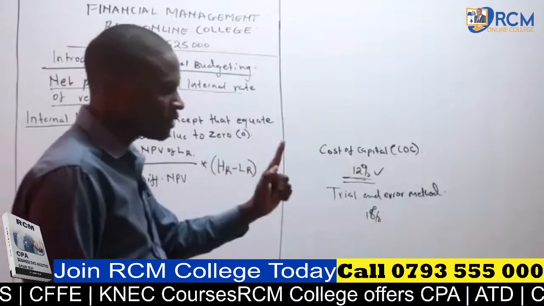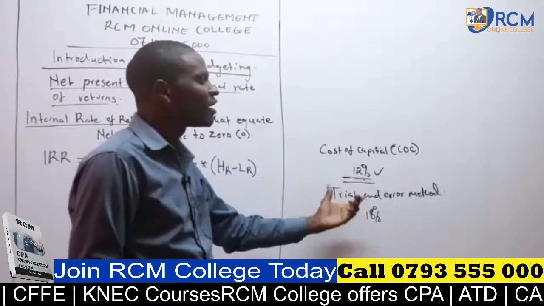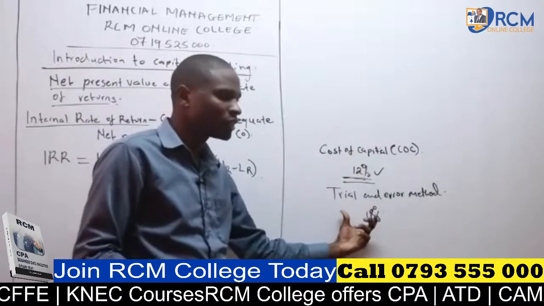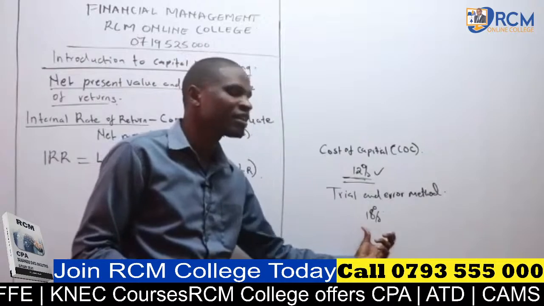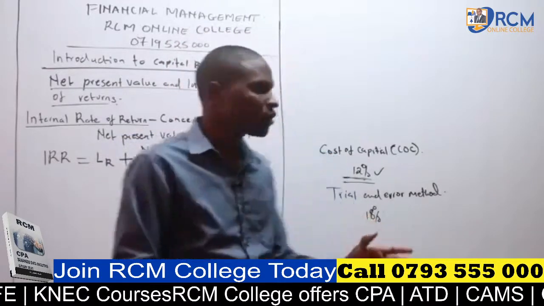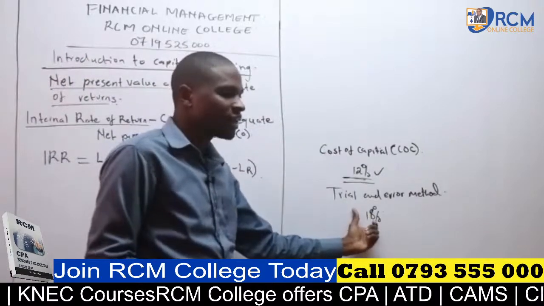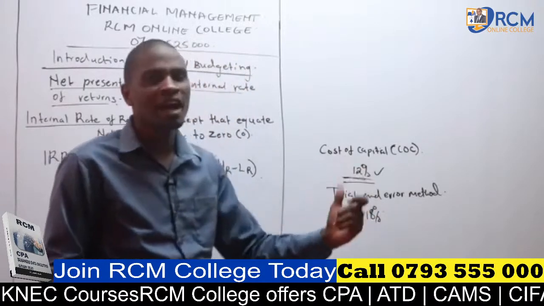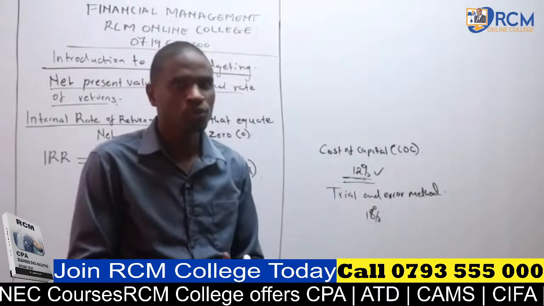For this formula to work, you need two NPVs: the NPV derived from 12% and the NPV derived from another cost of capital, a trial one, for example 18%. If this 18% does not give us a negative NPV, you cannot get your IRR. The rule is that your trial and error method should work and you should have a negative NPV. And we are going to look at that today.